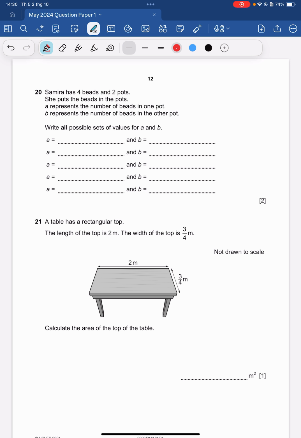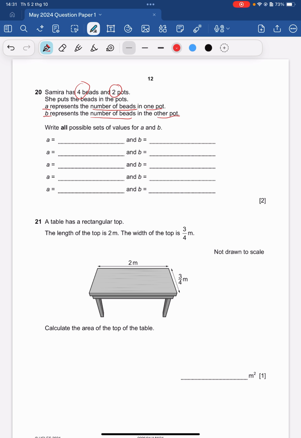This is exercise 20. C has 4 bars and 2 pulses. So put the beats in the pulse. A represents the number of beats, B represents the number of pulses, in one part and in the other part.